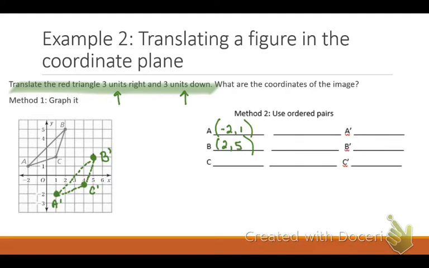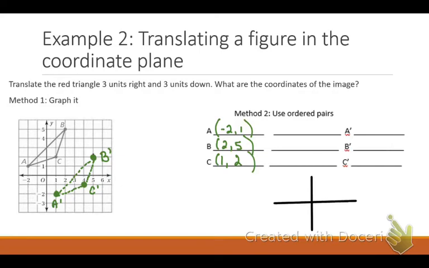Okay? So what if I didn't have a graph? So we're going to pretend that the graph is not there at all. Okay? So let me just write 1, 2. So if the graph isn't there, and all I have are the instructions up here to translate the red triangle 3 units right and 3 units down, I want you to think about the XY axis. I'm just going to draw you a quick sketch down here real quick.